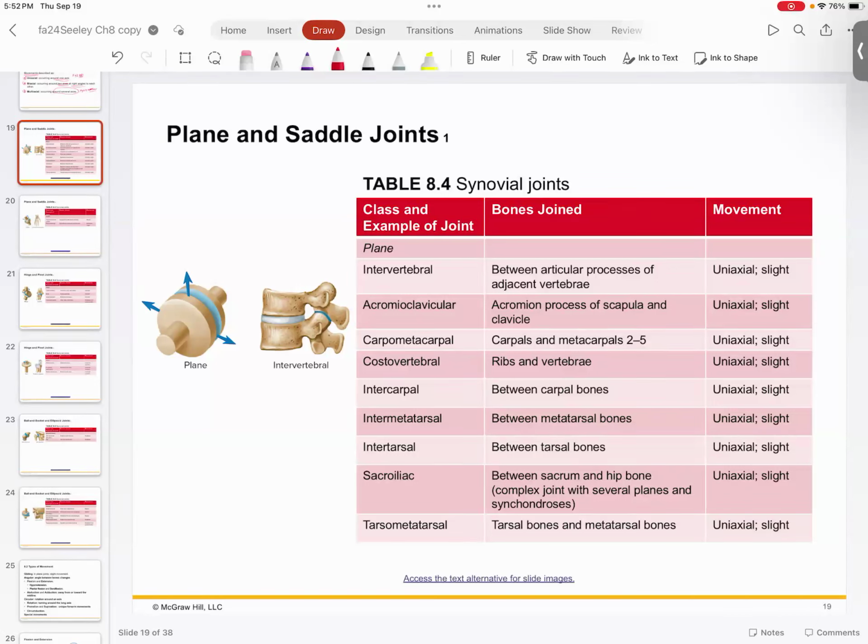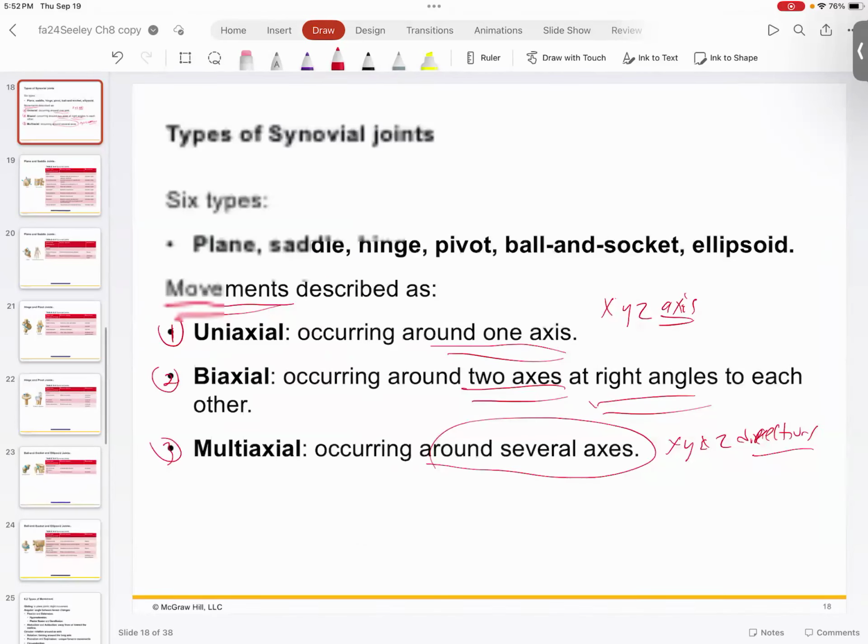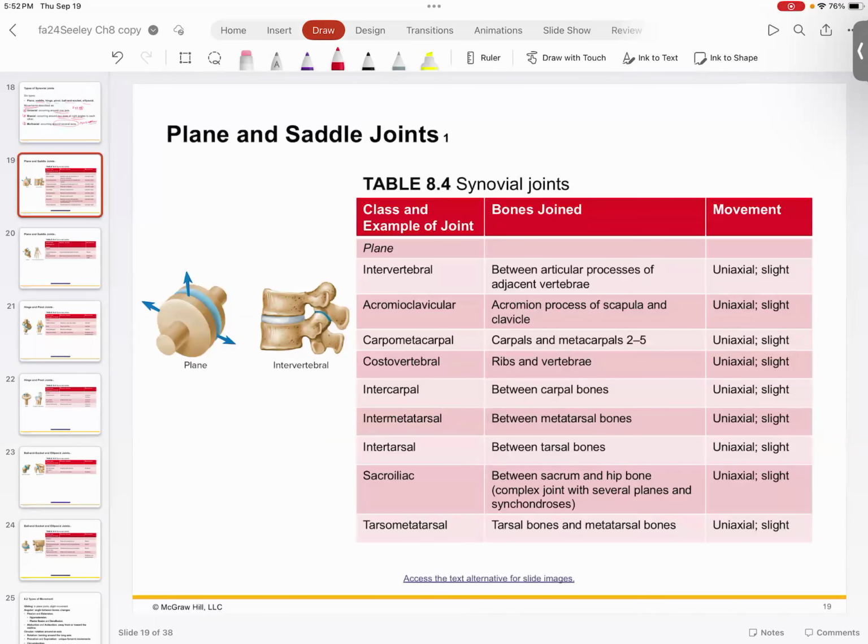So the first one we're going to be taking a look at is the plane type. So we have plane types of joints. We have saddles, we have hinges, we have pivots, ball and socket, and ellipsoid in nature. So let's take a look at the planes first. This is kind of like the range of motion cartoon, and it shows you how they move. They basically kind of move in one direction, and they just kind of glide against each other a little bit. So those are the plane types on a single plane.